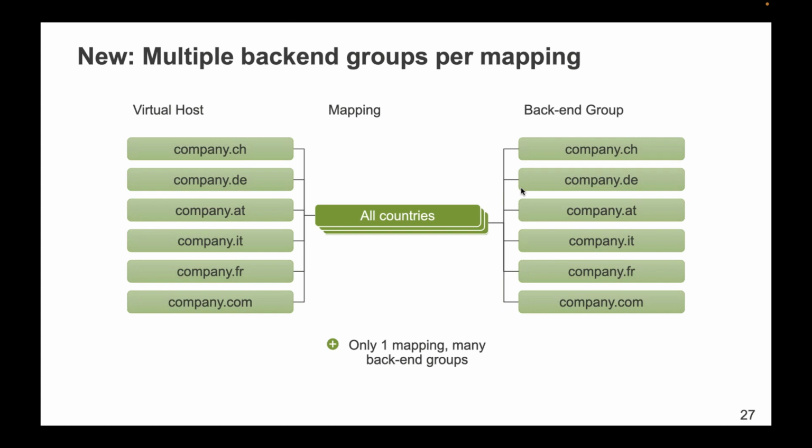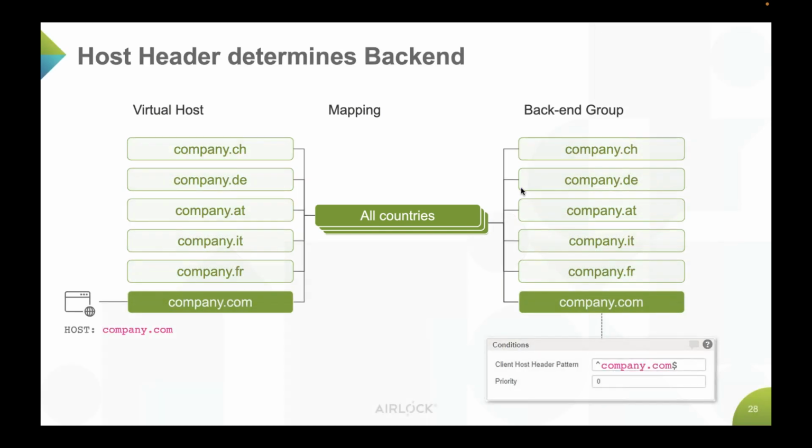Now in 7.8 you get a new option. You can connect multiple backend groups to a mapping. So you could actually use a single mapping to connect all of these virtual hosts to their backend groups. Well, now, of course, the question is, how do we select the right backend group? And this is done using the host header. So on the backend group, you get a new field. It's called conditions. And there you can actually configure a pattern for the client host header that has been used by the client to connect to the virtual host.